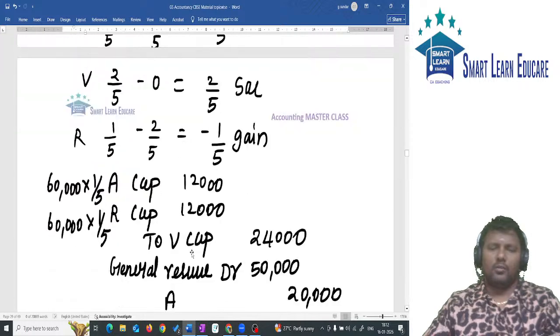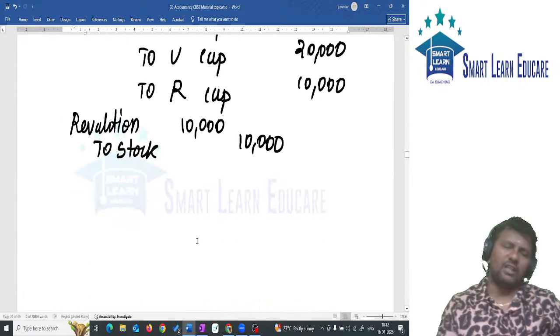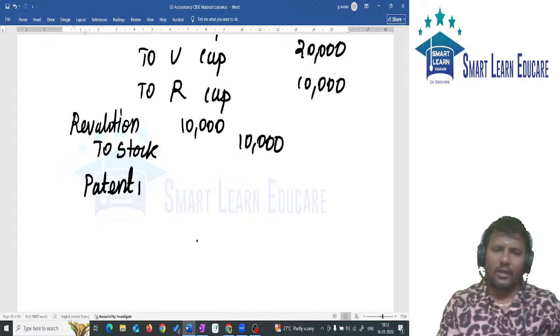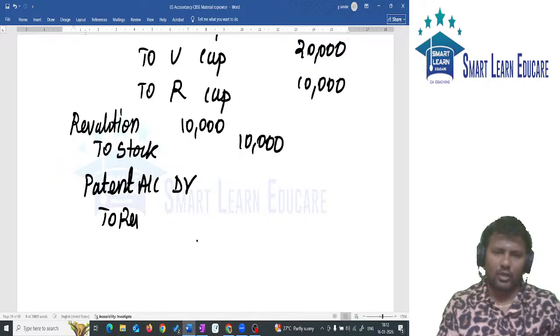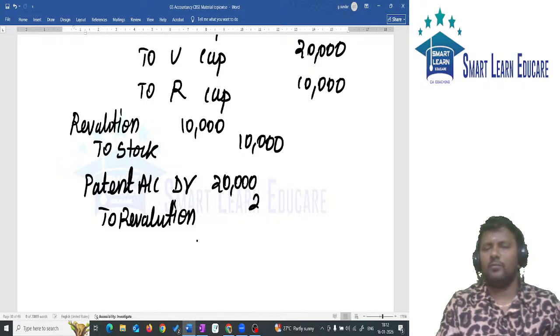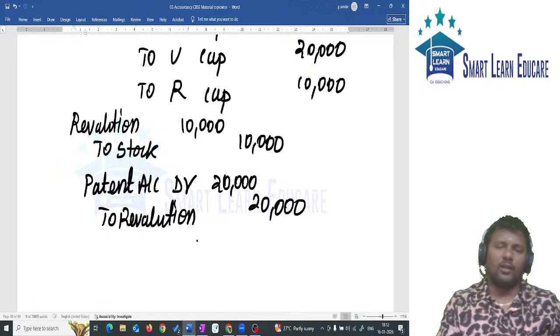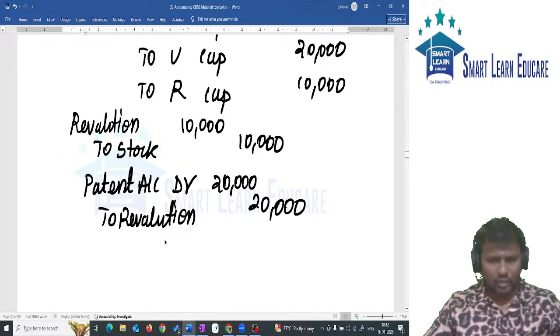Now, 20,000, we should pass the entry. What is the entry for increasing the patent? Patent account debit to revaluation. How much amount? 20,000. So the entry is patent account debit to revaluation 20,000. That's all.